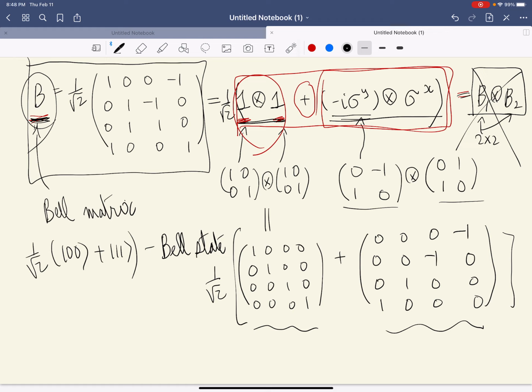Okay, so in the next lecture, I'm going to make a more detailed tour of all of this, both mathematically and physically. But for now, I'm going to stop here.